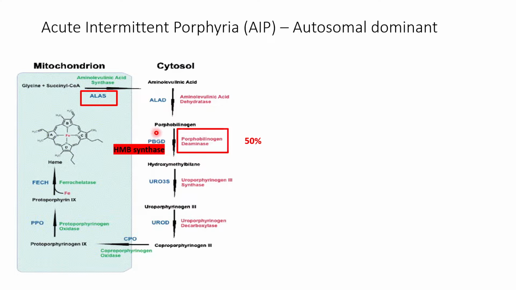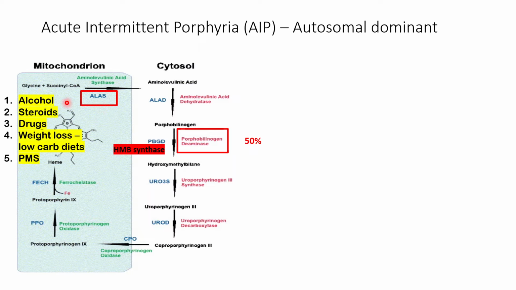So when does this PBG increase? One mechanism is when the ALA synthase activity increases. Now when will ALA synthase activity increase? These are the most likely conditions. When somebody takes alcohol, alcohol increases ALA synthase activity, which increases ALA, which increases PBG. Similarly, steroids, both exogenous as well as endogenous, will increase ALA synthase. Certain drugs are also there.